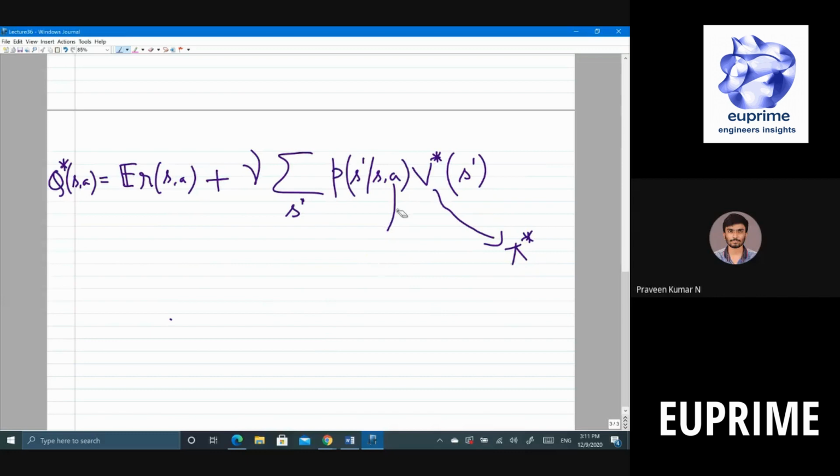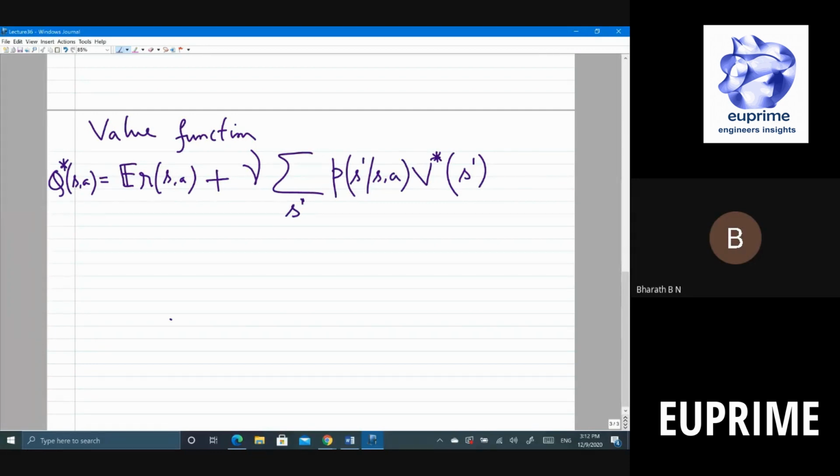Sir, me being in S' is a consequence of taking action A, right? Yes, it is a consequence of you being in state S and taking an action A. That pushed you to state S' with a certain probability. Then going to S' depends on both S and A, right? Yes, both S and A.